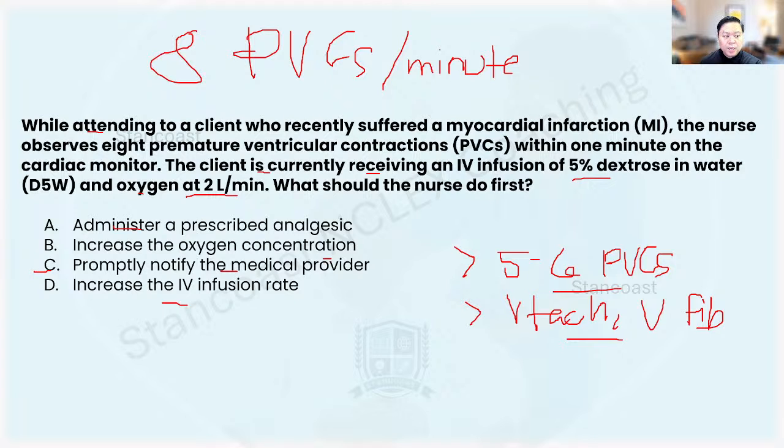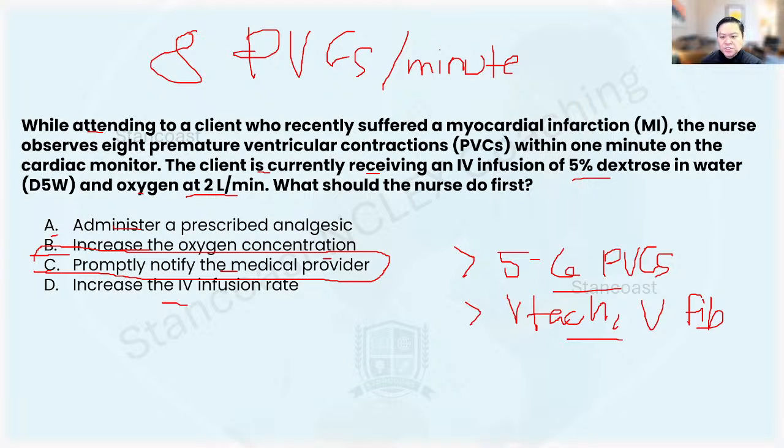If you answered letter C, notify the medical provider, that is the correct answer. If you answered letter A, administer a prescribed analgesic, this is not indicated as a primary intervention for this patient with 8 PVCs. It's not really going to address the premature ventricular contractions. As we know, it's not one of those causes that we had identified earlier.